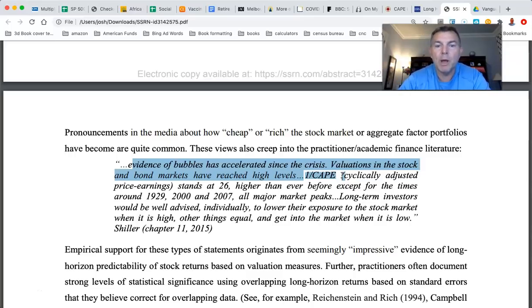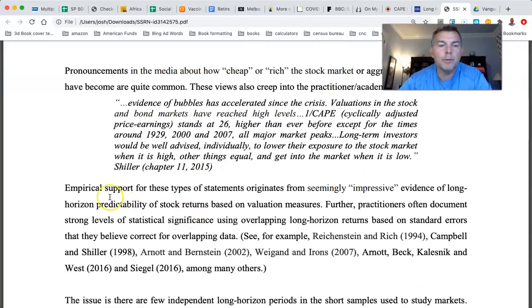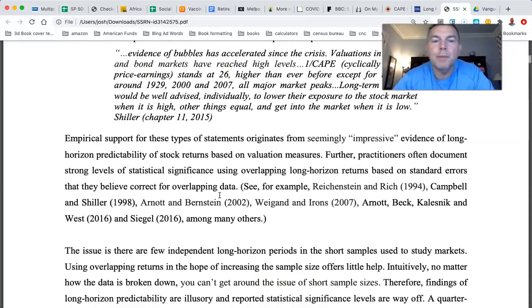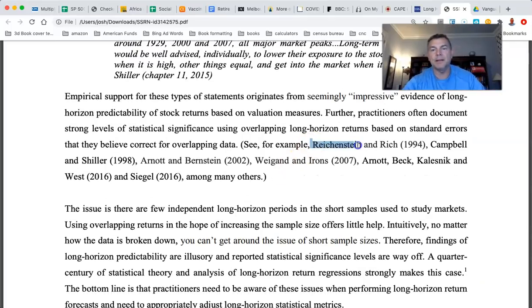Long-term investors will be well advised individually to lower their exposure to the stock market when it's high, all other things being equal, and to get in the market when it's low. That's in 2015. Never mind how much you've missed since then, but still. Empirical support for these types of statements originates from seemingly impressive evidence of long horizon predictability of stock returns based on valuation measures. Further, practitioners often document strong levels of statistical significance using overlapping long horizon returns based on standard errors that they believe correct for overlapping data. Here's Bill Reichenstein from Baylor.